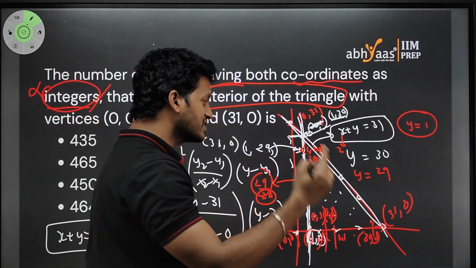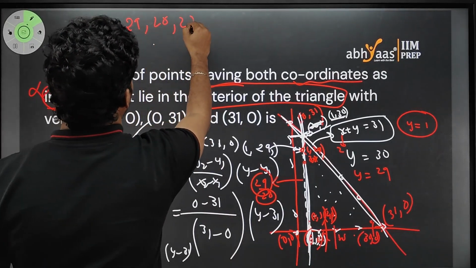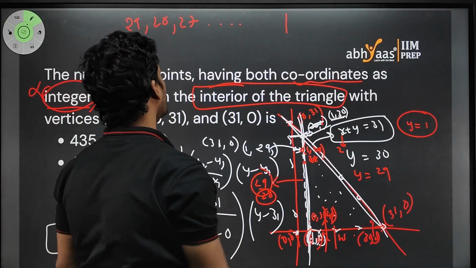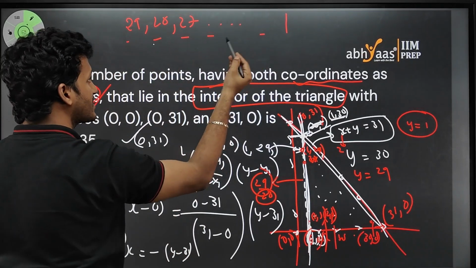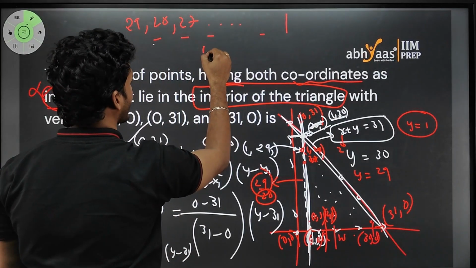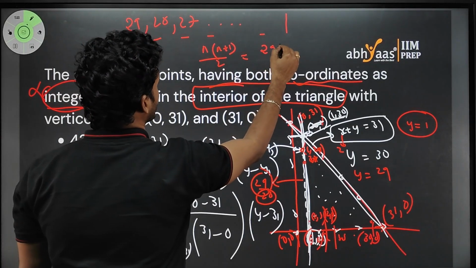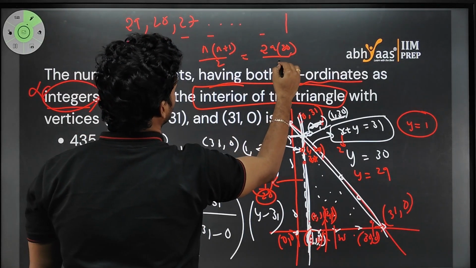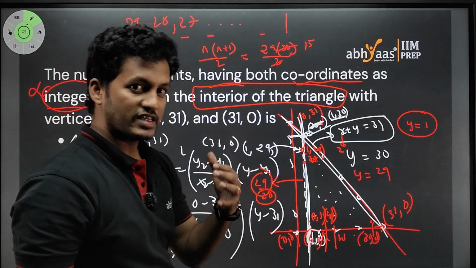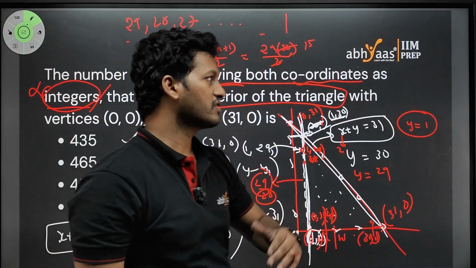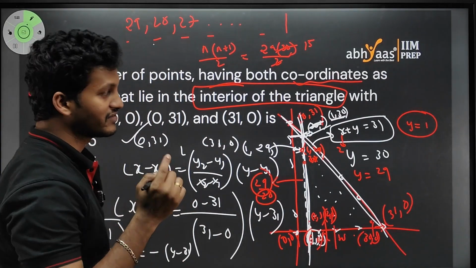So how many integer points are there like that? From 29, 28, 27 and so on up to 1. You can find how many points there are by using the sum of natural numbers, n into (n plus 1) by 2. So 29 into (29 plus 1) by 2, that is 29 into 15. 30 into 15 is 450, so 29 into 15 is 450 minus 15, which is 435. That is the answer for this question.